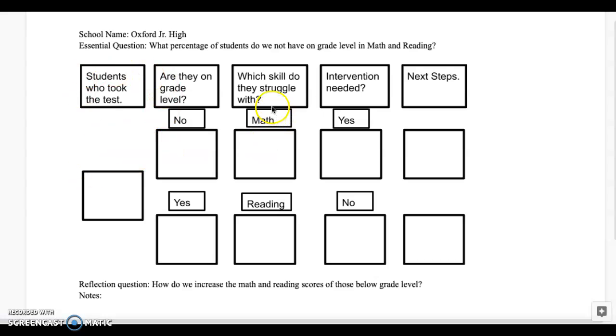I think this is kind of simple, but I think it can have some potential in being good and helping us understand, okay, how many students are we looking at here? How many students are struggling? And then it gives us a little area to reflect on how do we fix that.